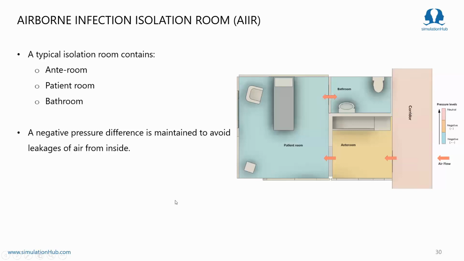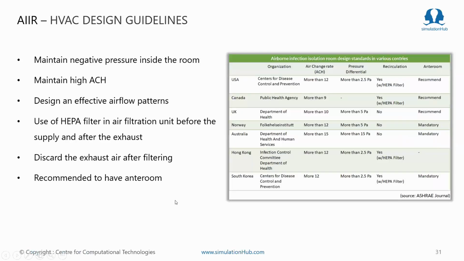Although there are some guidelines and strategies provided by many organizations and institutes, those are like this. You have to maintain negative pressure with a pressure differential of at least 2.5, and you have to maintain ACH of more than 12, and this is followed all over the world. The use of a HEPA filter is best before the supply unit and after the exhaust unit, and it is best practice to discard the exhaust air directly into the atmosphere.